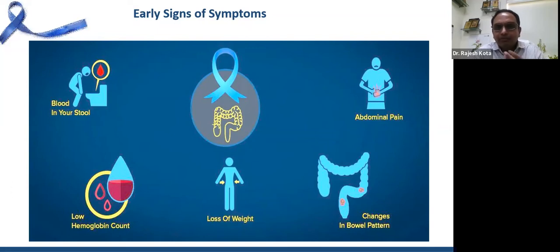The first point of contact should be a family physician, and he will thoroughly check you and refer you to a gastroenterologist at the appropriate time.